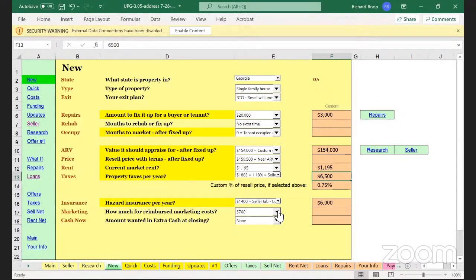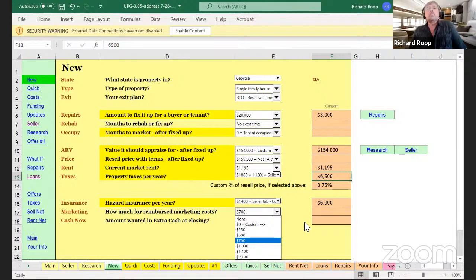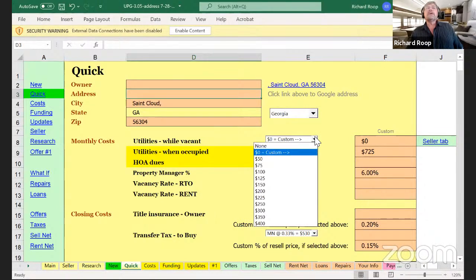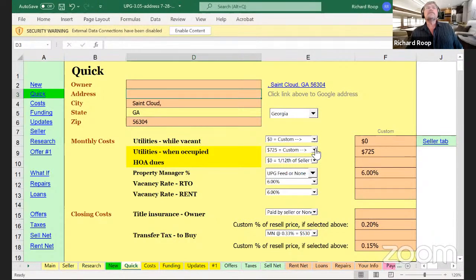Sure. In this case, I'm going to go ahead and put $1,400 in here, but we're not going to be able to get a private money first since there's already a mortgage. But it'll tell us how much, and it's treated as a cost for targeting your profits. So that's why I want to put it in there. And I'll show you how that works. All right, on the quick tab, utilities while vacant is 0. Okay.